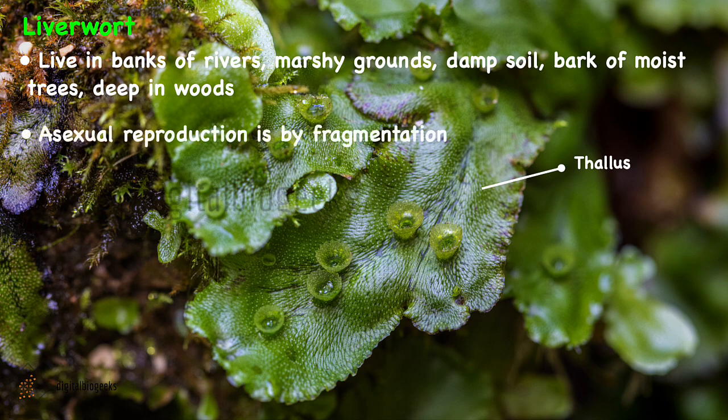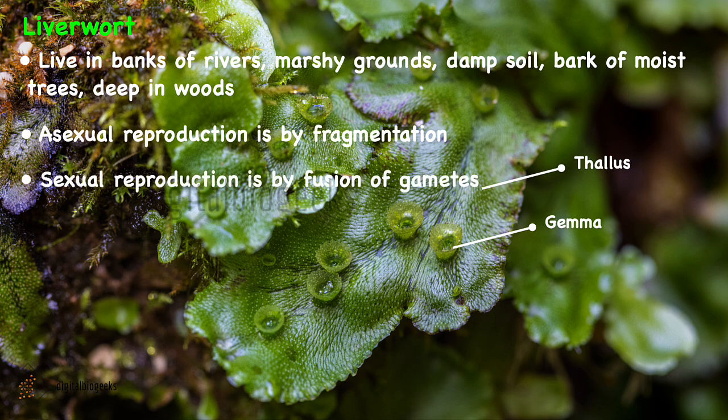Asexual reproduction is by fragmentation, where the thallus detaches from the body and grows into a new individual. Another method of asexual reproduction is by formation of gemmae. They are actually buds which are green and multicellular. These gemmae develop in special structures on the thallus called gemma cups. These gemmae get detached from the parent body during asexual reproduction and can grow into a new individual.